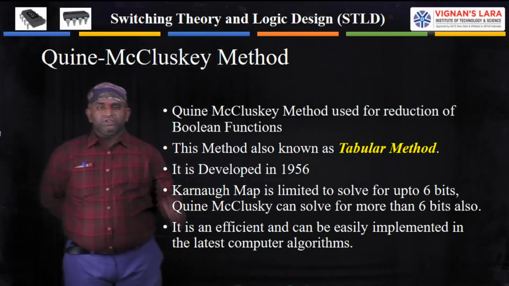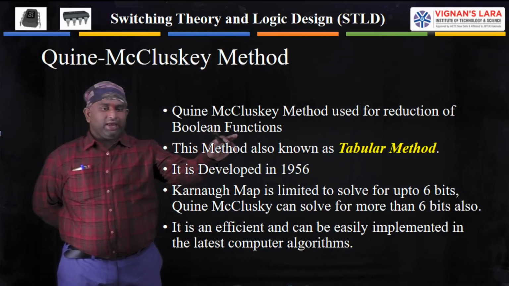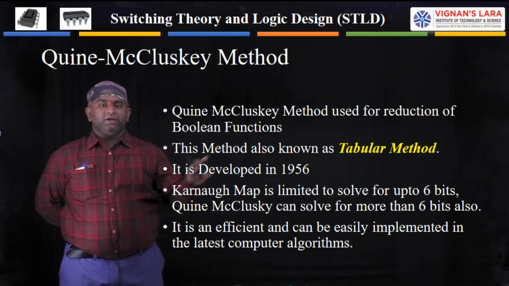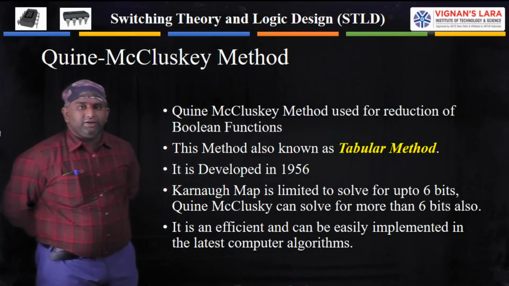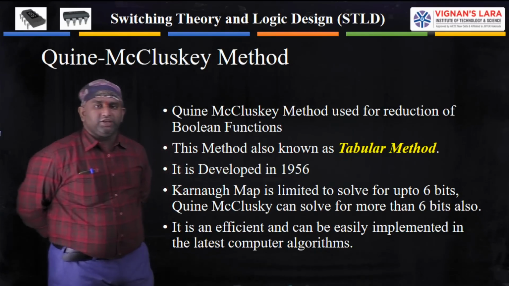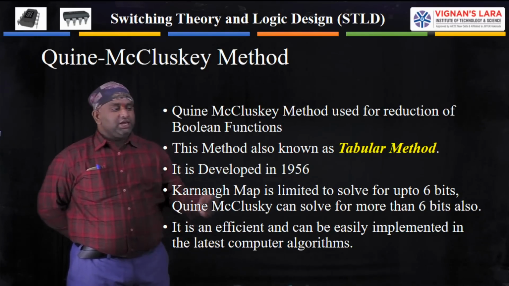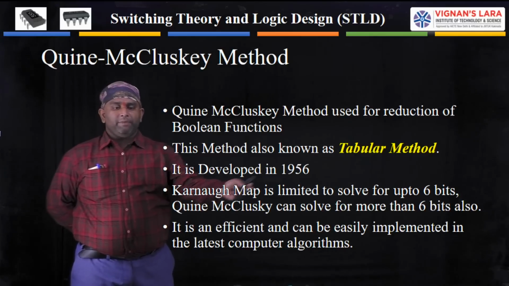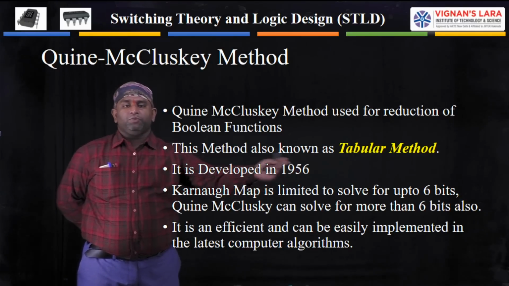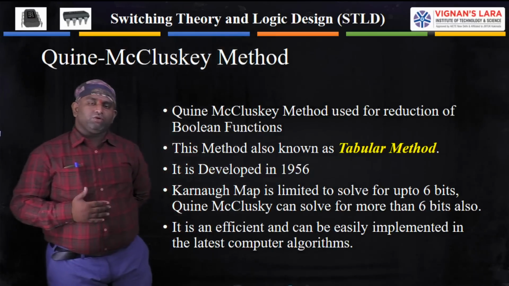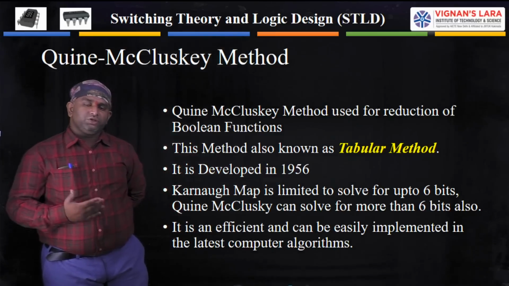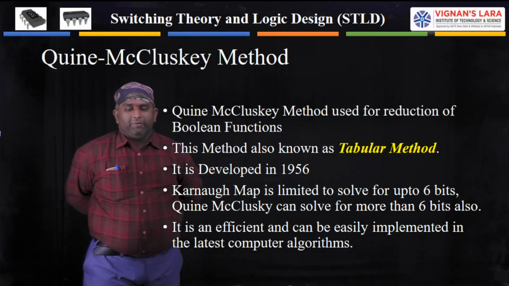This method is also known as the tabular method. It was developed and proposed in 1956. Next, the Karnaugh Map is limited to solving up to 6 input variables. The input variables we also call bits, so up to 6 bits only we can do the operations.